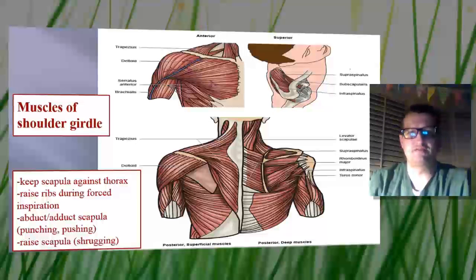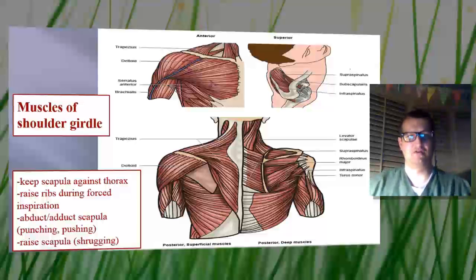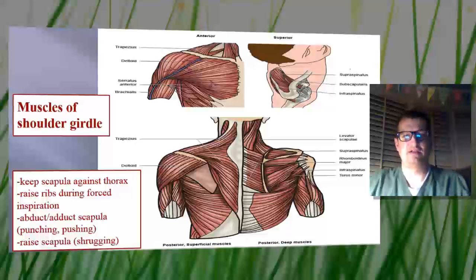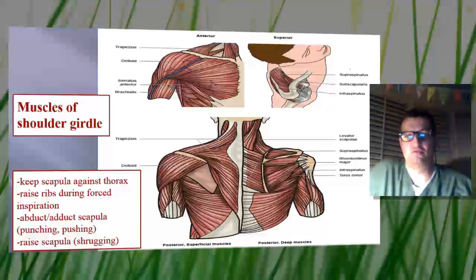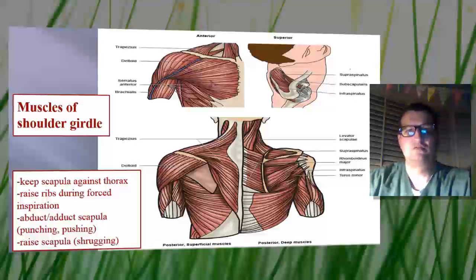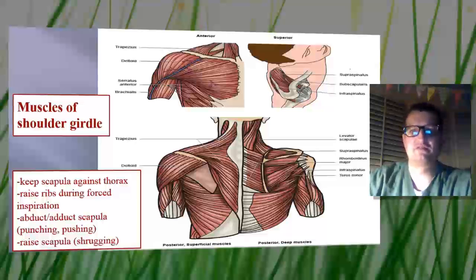The shoulder girdle muscles basically involve the shoulders, the rotator cuff shoulders, and the major job is to keep the scapula down against the thorax, help with forced inspiration during breathing, and also allow us to raise the shoulders and rotate the shoulders. So the rotator cuff muscles are actually pretty easy to remember.